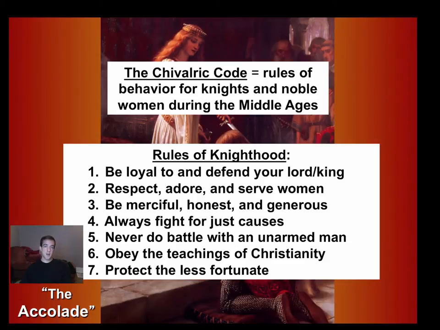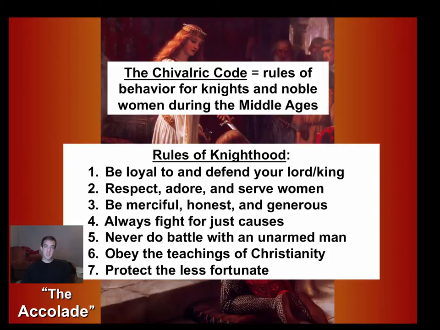Never do battle with an unarmed man. This is interesting. It is said in some stories that knights would actually give weapons to their opponents so that they could fight them. If your opponent dropped his sword, there was literally nothing you could do about it. In fact, that is the theme of one of the King Arthur videos that a group made last year, The Fountain and the Sword. Check it out.